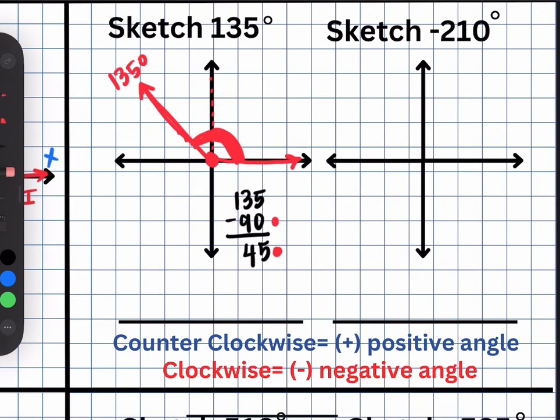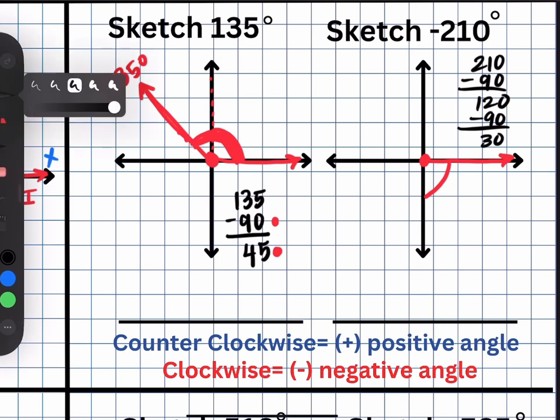Alrighty, let's go ahead and sketch negative 210 degrees. And remember that for this angle, because it's negative, instead of going upward in the positive direction, we're going to be going downward in the negative direction. So if I have 210 degrees, I for sure can graph 90 degrees, right? So let me draw my 90 degrees. From the leftover angle of 120, I can still draw another 90 degrees. So here's my other 90 degrees.